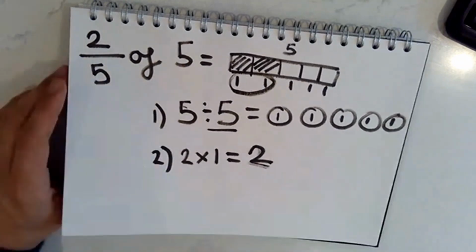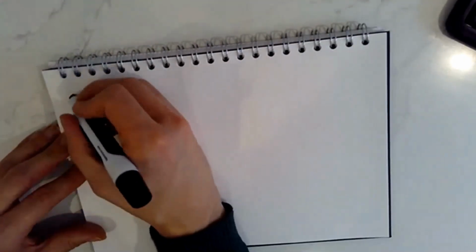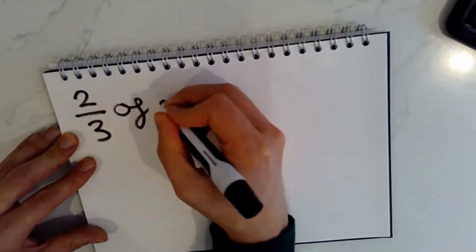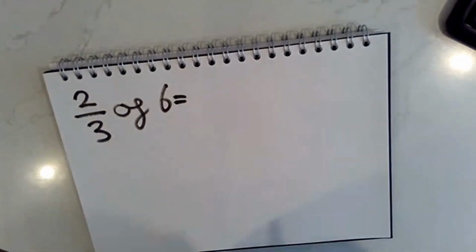Really, really well done. We're going to do our very last one before you do independent. Let's go with 2/3 of 6. Right, tell me the first thing I need to do.